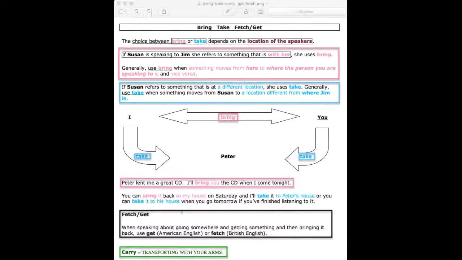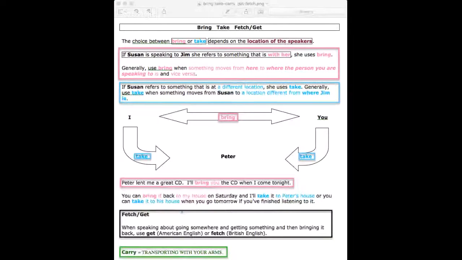And today I'd like to cover something which works out to be quite confusing for students, and that is the difference between bring, take, get, and fetch. So let me share a document with you on that, because if you can visualize it, it makes it that much easier. So here we have it.